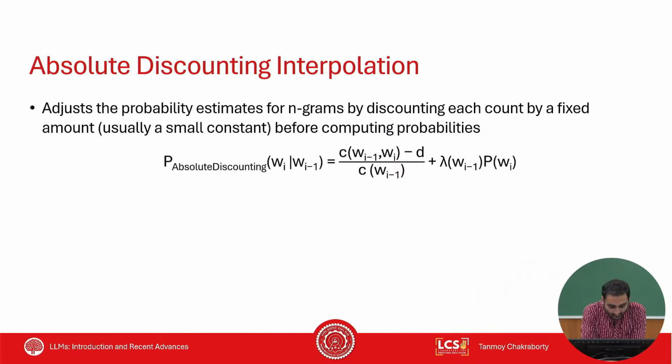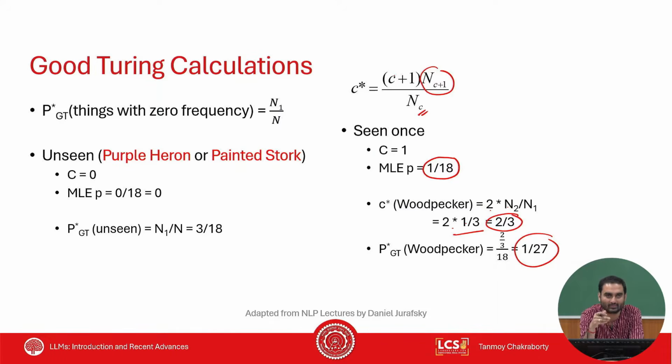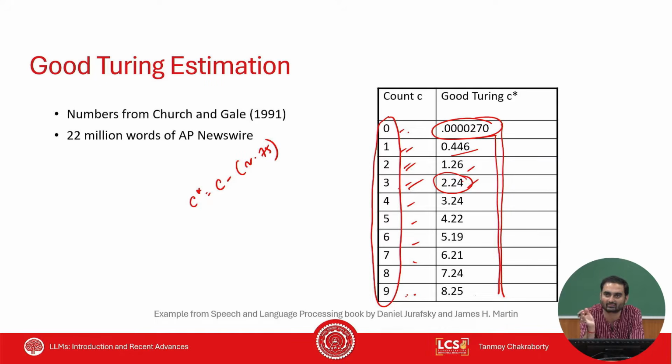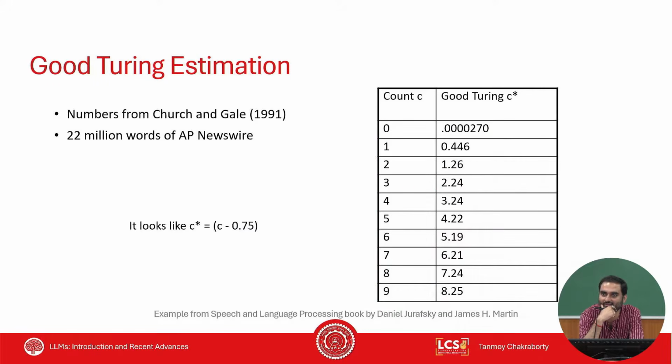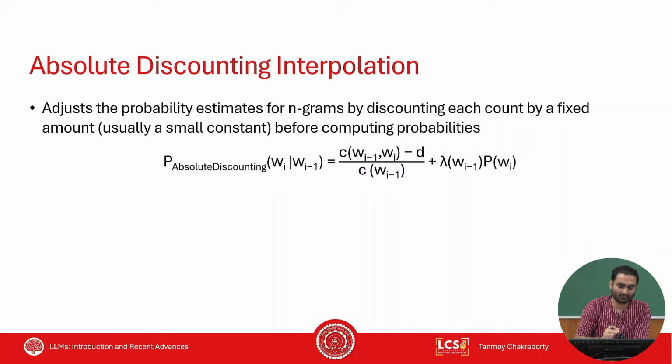Okay, if this is the case, then why can't we just discount an absolute number, let's say 0.75, from the bigram count, and let's see what happens. Why do we need to do all these things? Ultimately, if it is only a discount of 0.75, why do we need this math? We just discount some constant d from the count, and then we again modify the count. Okay, so this is called the absolute discounting interpolation.